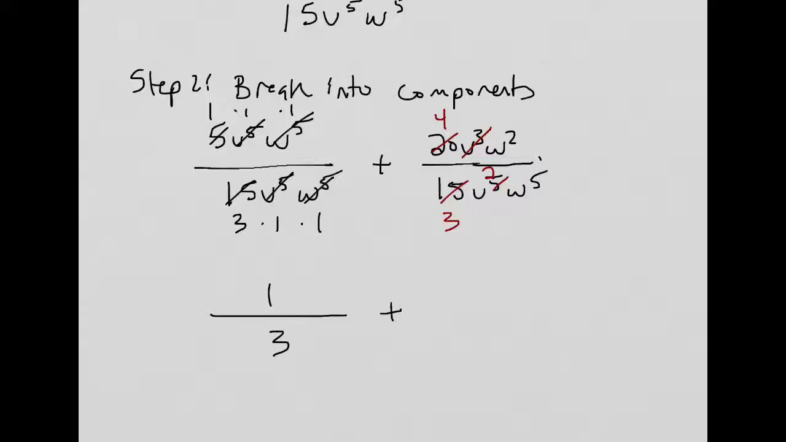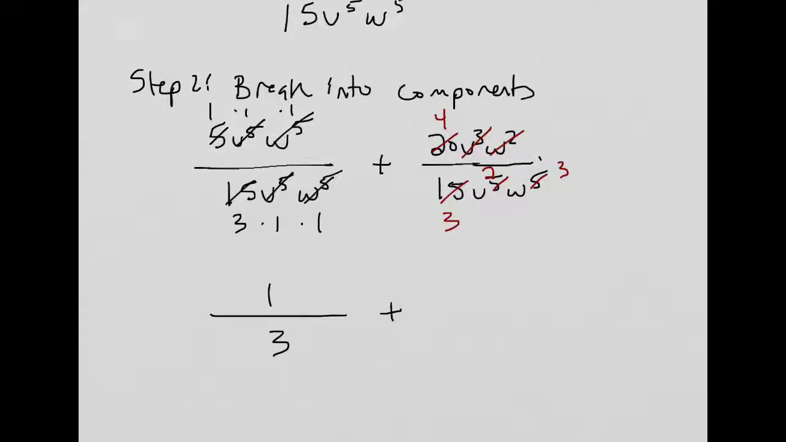If I look at my w's, notice again I've got more w's on the bottom than I have on the top. By how many? Well, by 3. So all my w's on the top are going to cancel. On the bottom, I'm left with w to the 5 minus 2, which is w to the 3rd.